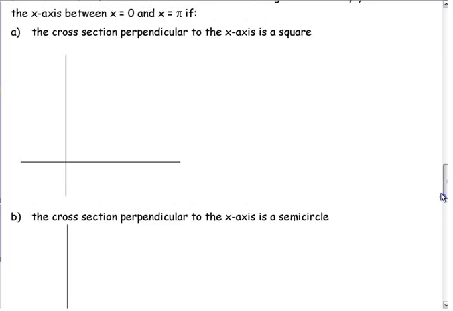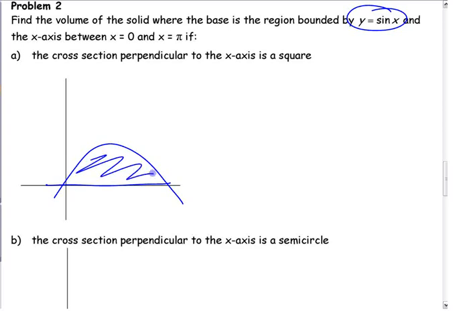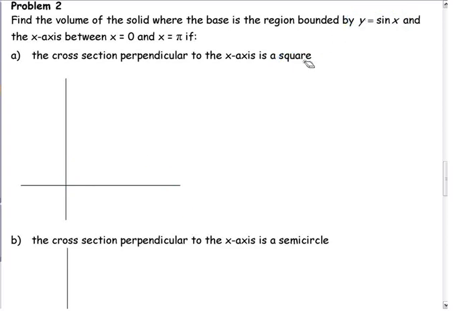There's some, and they're just, here's a curve, or here's a shape, right? It says the base of the region bounded by sine x and the x-axis between 0 and pi, so it's this area in here. The shapes rising out of there are squares, so cross sections coming out of there are squares, or they're semicircles. You've got to think about the area of a semicircle. I'm pretty sure you can do this, right?